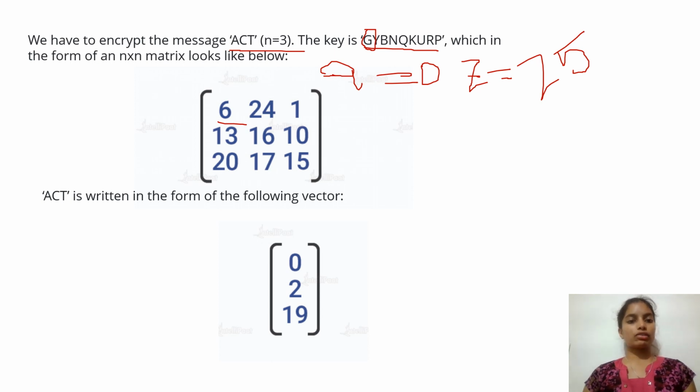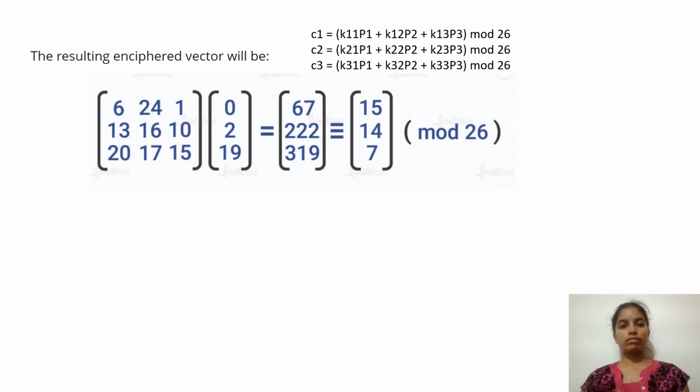You have to complete the 3 cross 3 matrix for the given key. Then coming to ACT: for A it is 0, for C it is 2, and for 19 the alphabet is T. So ACT is given in the form of the vector 0, 2, 19. Here the resultant cipher vector comes from the formula C1 equals K11 P1 plus K12 P2 plus K13 P3. So you'll have 6 into 0 plus 24 into 2 plus 1 into 19, which gives 67. When you take 67 mod 26, you'll get 15.